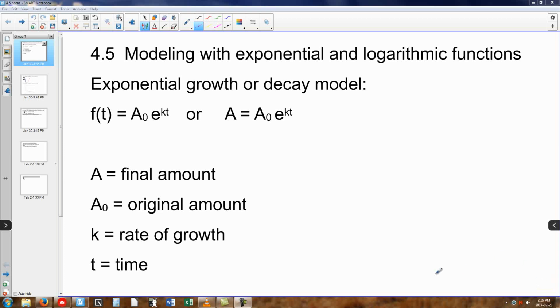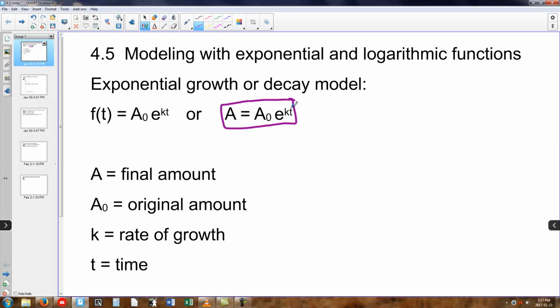Okay, today we're going to be working on 4.5, where we're going to be modeling exponential and logarithmic functions, growth and decay models. Let's just focus on this thing right here. This is our basic structure for our exponential growth and decay functions. We're going to use e as our base for our growth, and then k will be a rate of growth, and t will be the time.